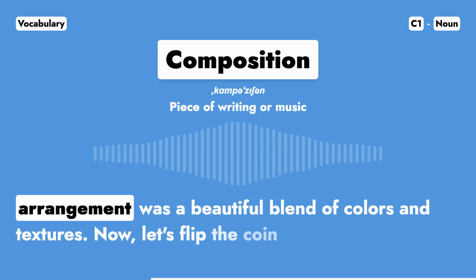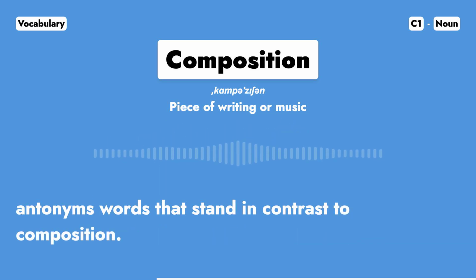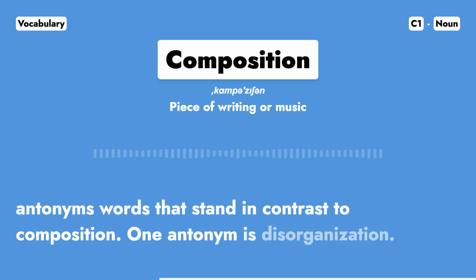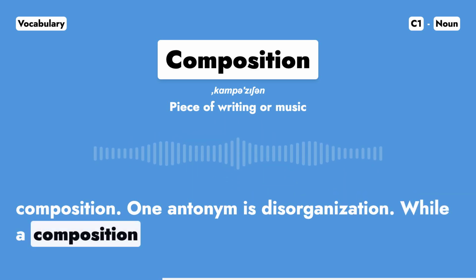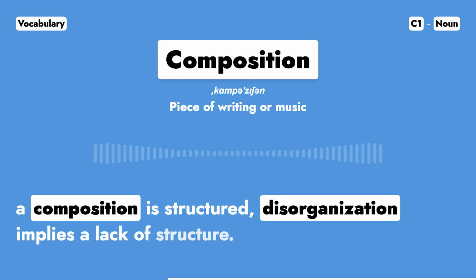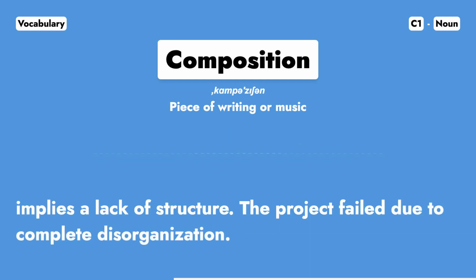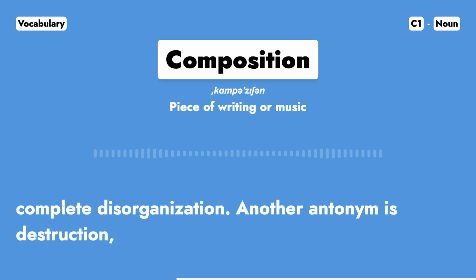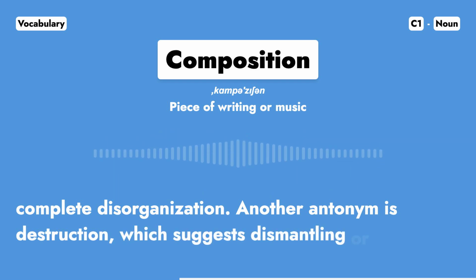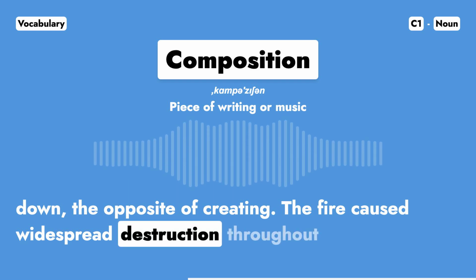Now, let's flip the coin and look at some antonyms, words that stand in contrast to composition. One antonym is disorganization. While a composition is structured, disorganization implies a lack of structure. The project failed due to complete disorganization. Another antonym is destruction, which suggests dismantling or breaking down, the opposite of creating. The fire caused widespread destruction throughout the city.